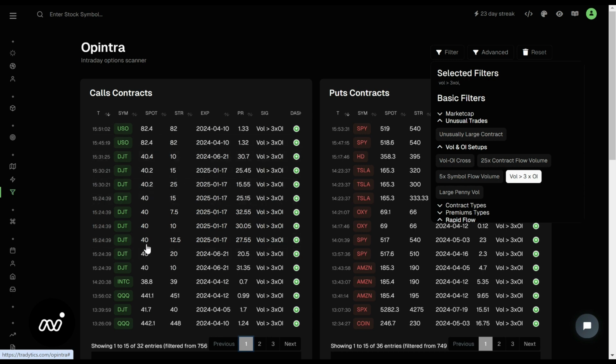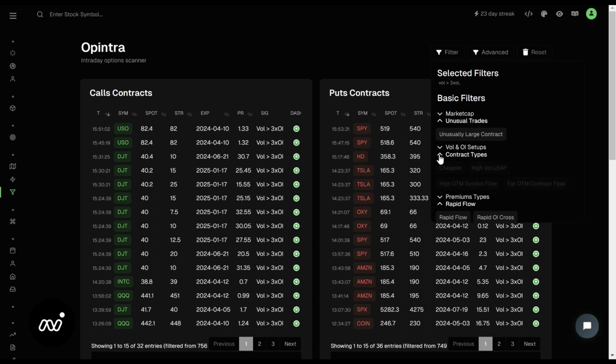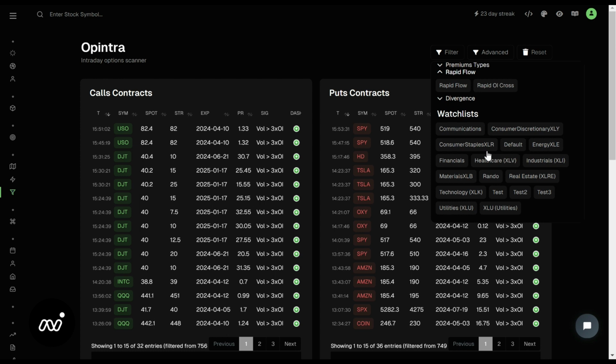Right, so you see a lot of this stuff with rapid flow on the other page as well, but volume 3 times over OI is pretty important. If you're looking for cheaplies, okay, that's also on the net flow page down at the bottom, and that just shows you the cheaplies that are getting hit. You know, high volume leaps are also there. So are the high OTM symbol flow and far OTM contract flow. Those are all on that page, so you don't necessarily have to search for those here, unless you're looking for specific things.